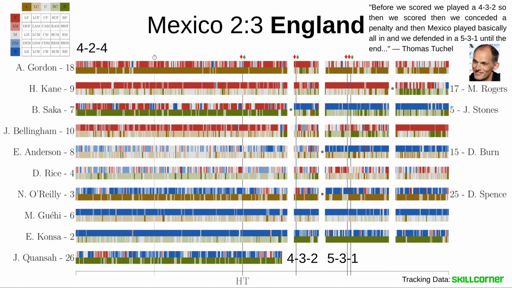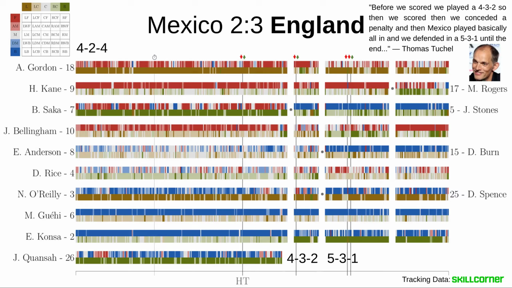I think it was interesting when I watched the post-match press conference. Thomas Tuchel, the head coach from England, talked about this exact situation. He said, before we scored, we played a 4-3-2. So then we scored, then we conceded a penalty, and then Mexico played basically all in, and we defended in a 5-3-1 until the end. So you can clearly see the 4-3-2 that he mentions, and that's exactly what we saw here. The 5-3-1 that he mentions, that's how they ended the game, and that's also how we used the coloring to infer that. And we can also say that even though they started the match in a 4-2-4, he didn't talk about that because he was talking mainly about what happened after the red card.